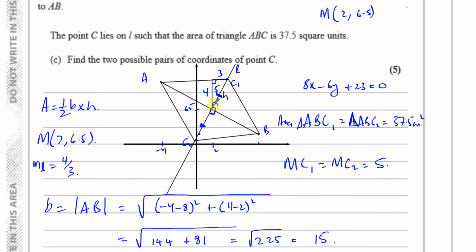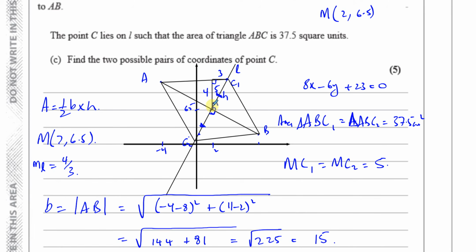And you can see that that's 5 units, because you have a 3, 4, 5 triangle. Okay, so that's 3, that's 4, and that's 3, and that's 5. So knowing that that's a 4 and a 3, and you know that the distance between M and C1 has to be 5, it should trigger the 3, 4, 5 triangle in your brain. Okay, so we know that that's 4 and that's 3.